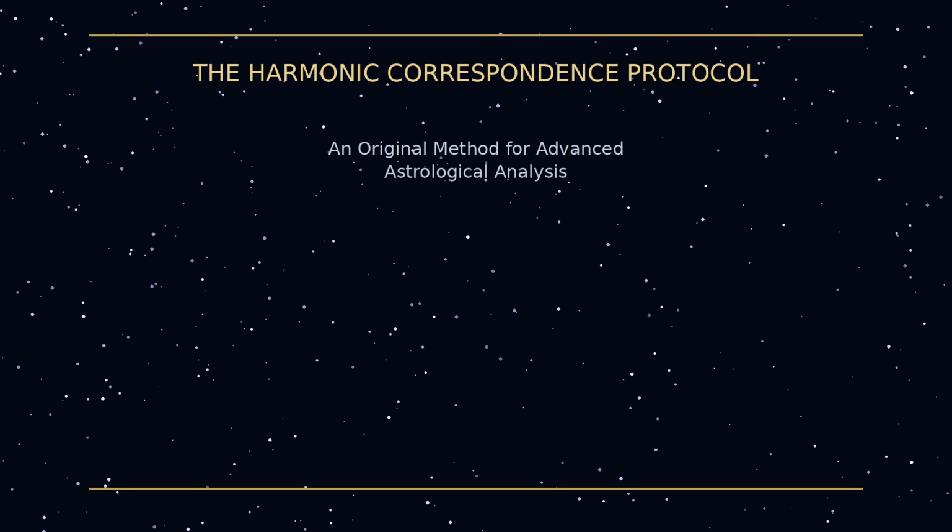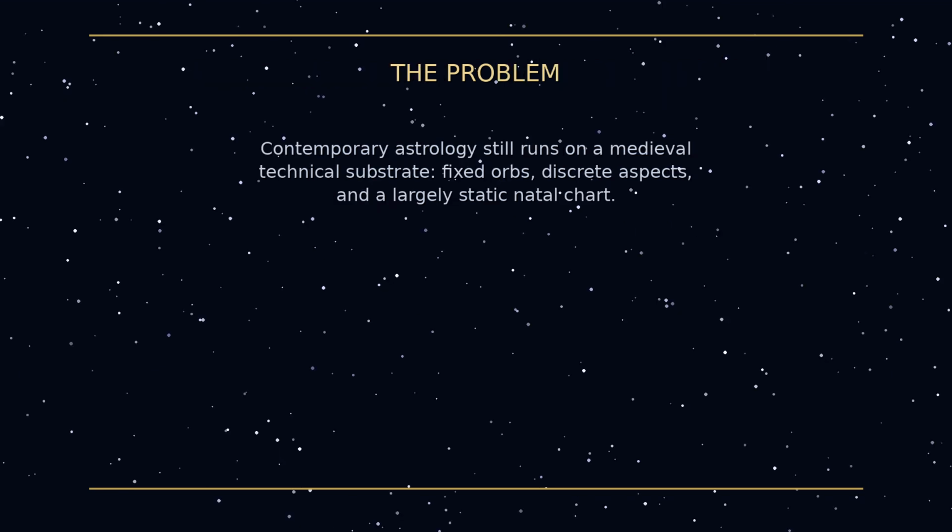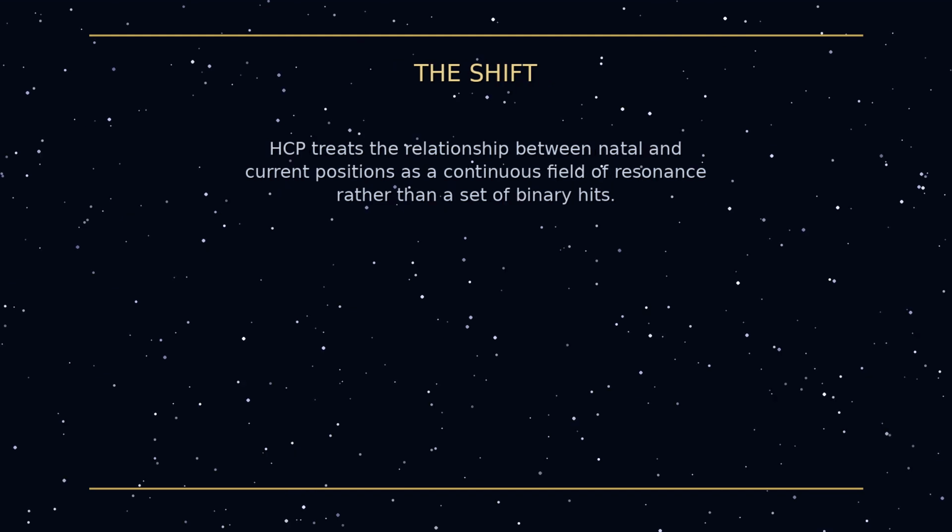The Harmonic Correspondence Protocol, or HCP, is an original reconstruction that treats the relationship between natal and current planetary positions as a continuous field of resonance rather than a set of binary hits. The method rests on three foundational premises that distinguish it from both traditional and modern psychological approaches. First, planetary influence is not primarily a function of ecliptic longitude alone. Magnitude of effect scales with three concurrent variables: angular proximity in longitude, differential in mean motion, and ecliptic latitude.